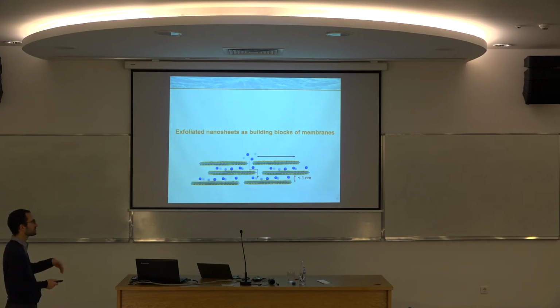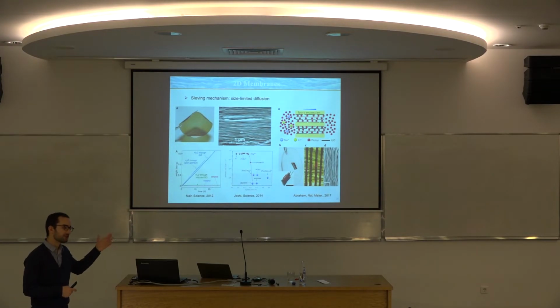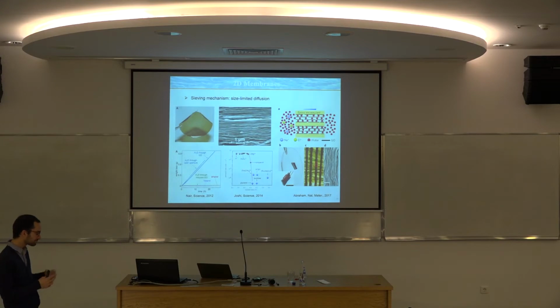We can functionalize with methyl, which is hydrophobic, or with acetamide or ethanol functions that are more hydrophilic, and that may influence the sieving performance of the membrane. This is some example from the literature. This field was proposed by the Manchester group, Rahul Nair.